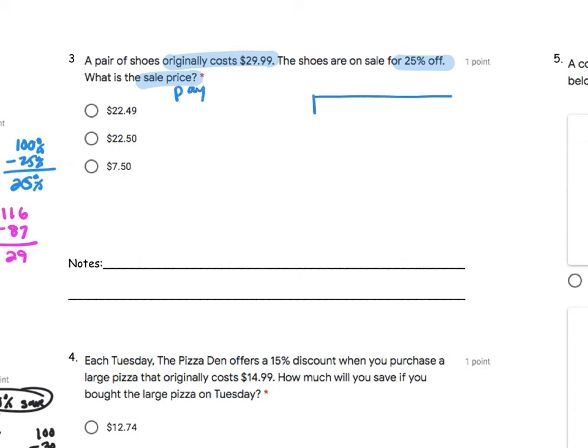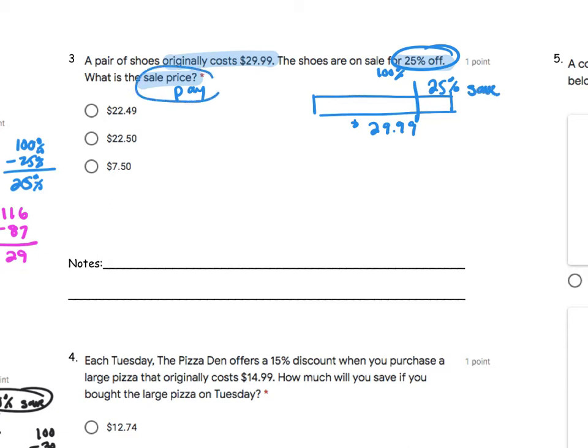So our tape diagram would look like this. This is worth $29.99. Right now we're showing 100%, but we're going to take off 25%, and we're going to remind ourselves that this is the save amount. But the sale price is how much we're going to pay. So 100 minus 25 equals 75. So 75% is how much we're going to pay.